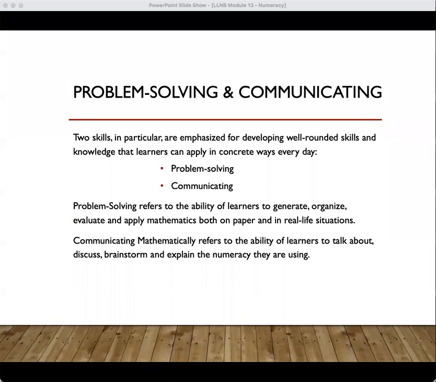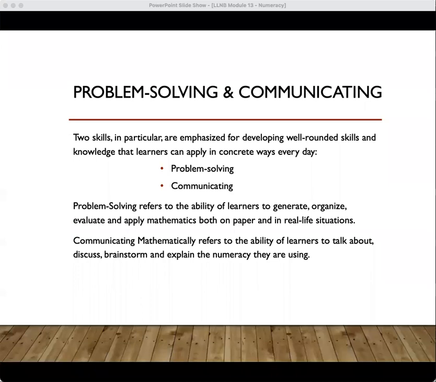In order to problem solve efficiently, we need to help learners understand the basic steps: understanding the problem, developing the plan to solve the problem, implementing the plan, evaluating the results, reflecting on the plan and considering alternatives, and then finally communicating the solution.